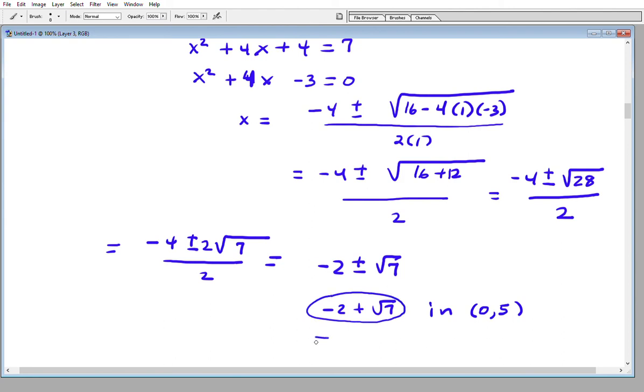This is approximately equal to 0.645. So it's in my interval. That's good. If I ended up with two things that weren't in the interval, then I'd have to check my work. Something went wrong.